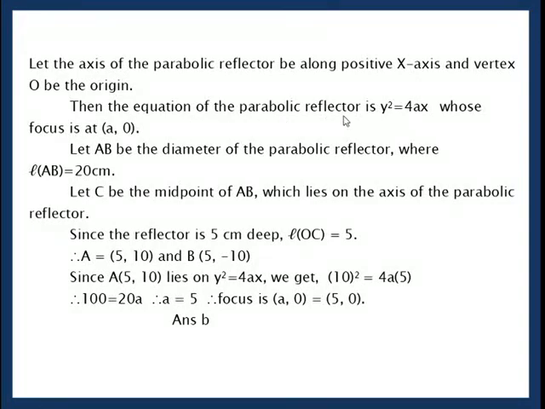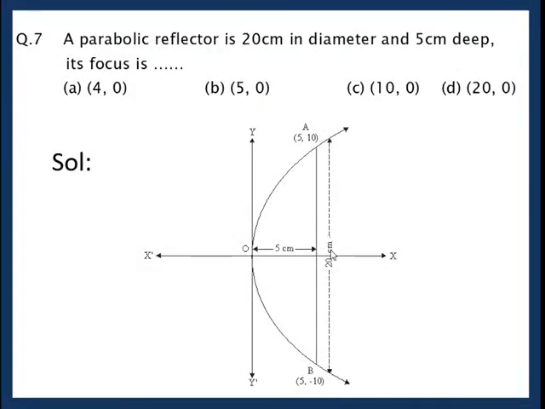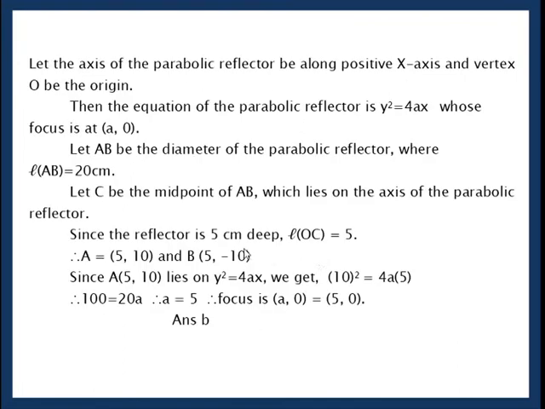Then the equation of the parabolic reflector will be what? y² = 4ax, whose focus is clearly (a, 0). Let AB be the diameter of the parabolic reflector, whose length is given to be 20 centimeter. Let C be the midpoint of AB, which lies on the x-axis because of symmetry. I'll show you the figure again. See, this is 20, midpoint, right? Since the reflector is 5 centimeter deep, length OC equals 5.